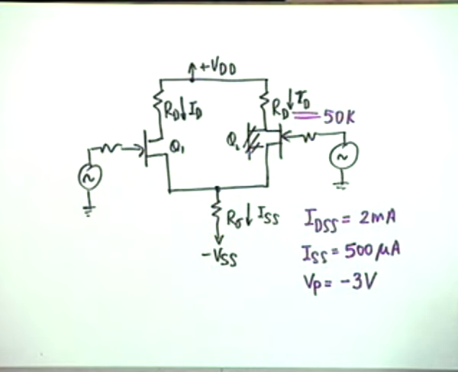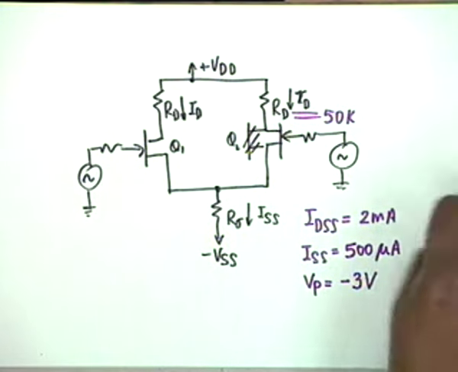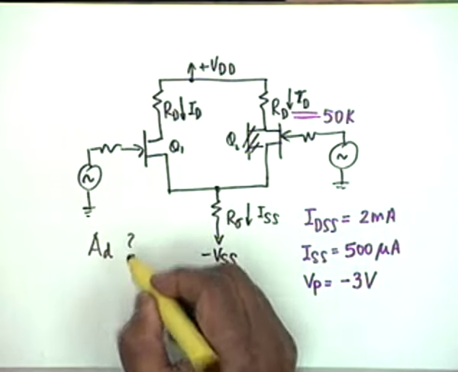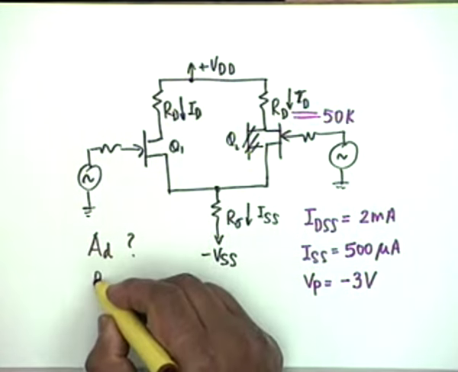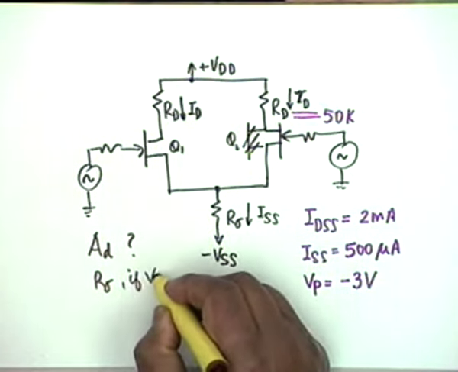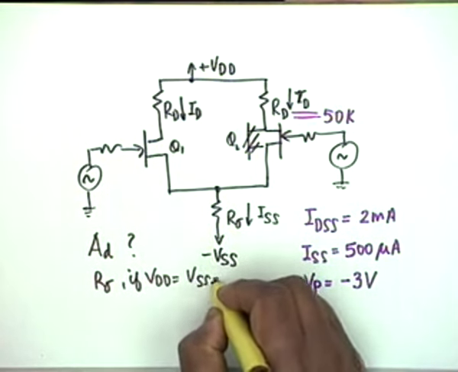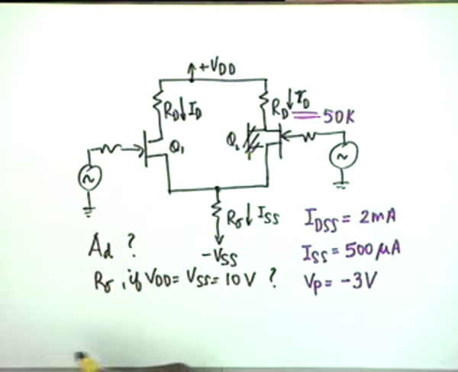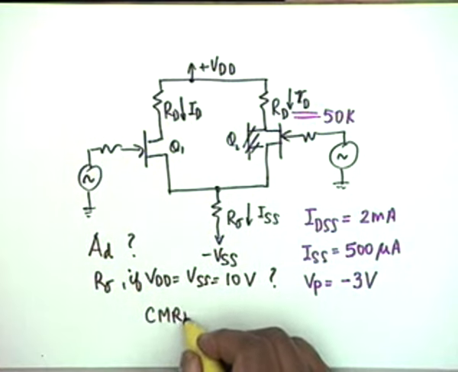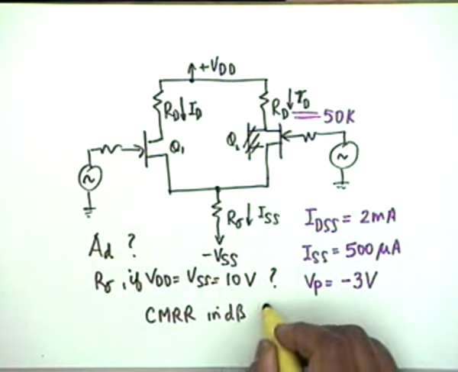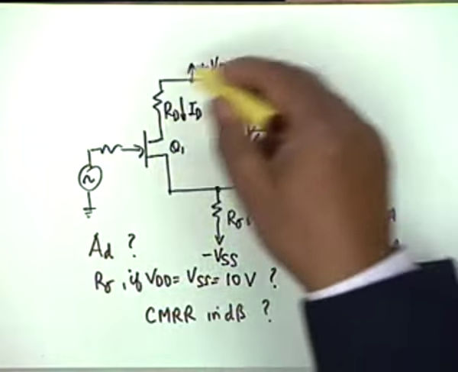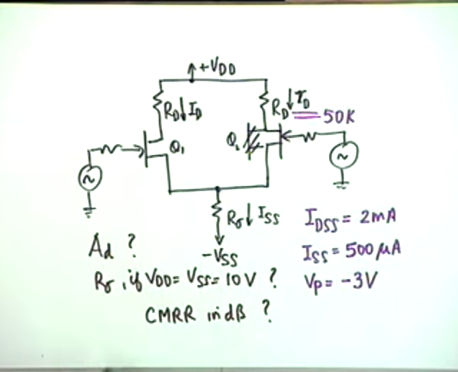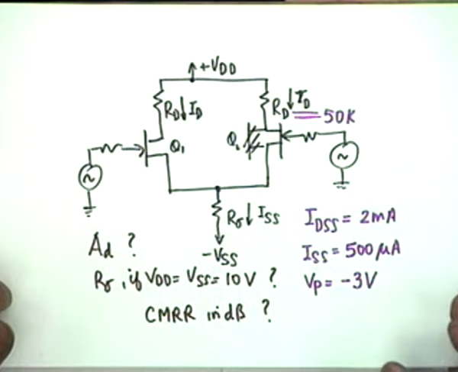The questions are to find out the following: A sub D, the differential gain, then R sub sigma if VDD equals VSS is equal to 10 volt. These two quantities are to be found out, and we also need the CMRR in decibels. These are the given conditions. You require to find out AD, R sigma if VDD and VSS both the supplies are plus minus 10 volts, and the CMRR in decibels.